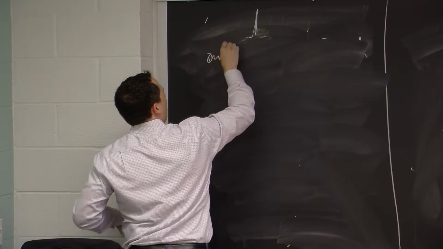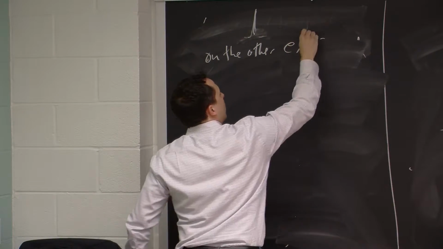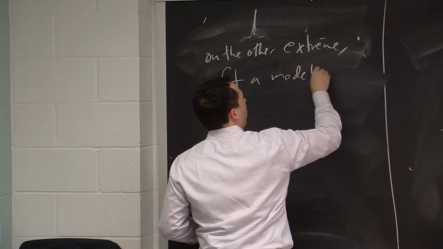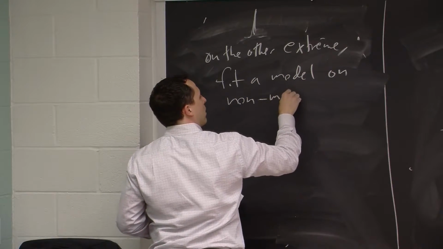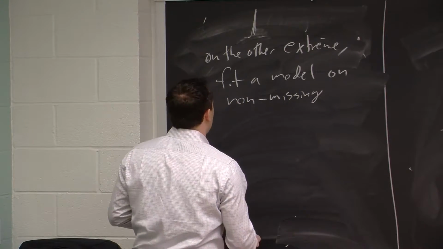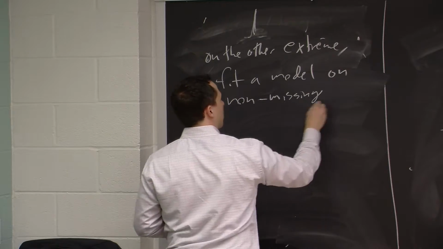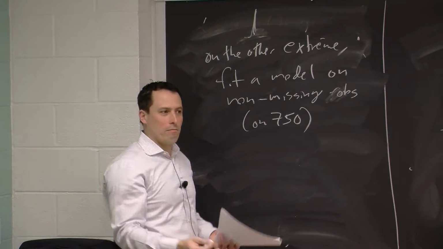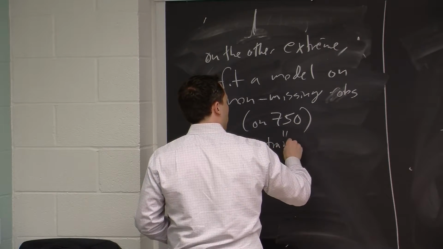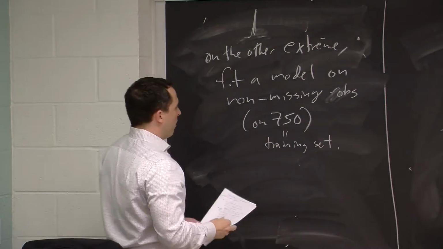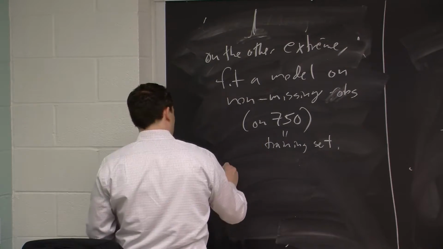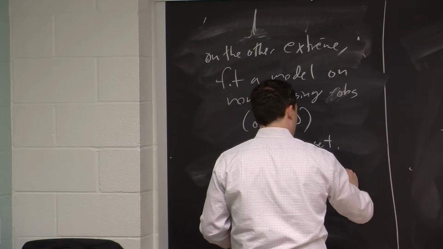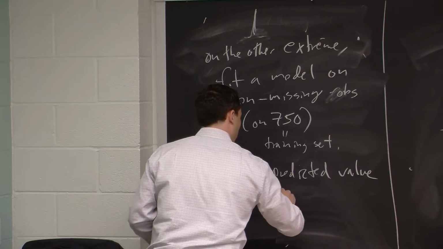So at the other extreme, what we could do is fit a model on the non-missing entries. We'll do a complete case or applicable case analysis, so here on the 750. We think of that as our training set, and then just use that training set to predict the value for the others, and fill in the predicted value for the rest.